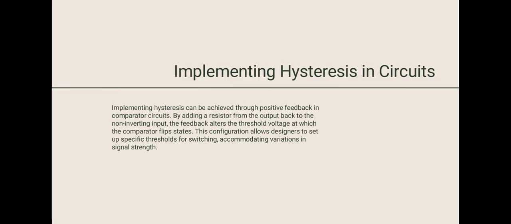Implementing hysteresis in circuits. Implementing hysteresis can be achieved through positive feedback in comparator circuits. By adding a resistor from the output back to the non-inverting input, the feedback alters the threshold voltage at which the comparator flips states. This configuration allows designers to set specific thresholds for switching, accommodating variations in signal strength.